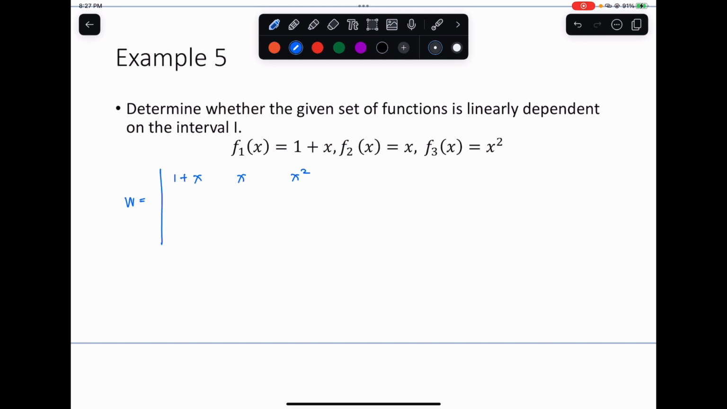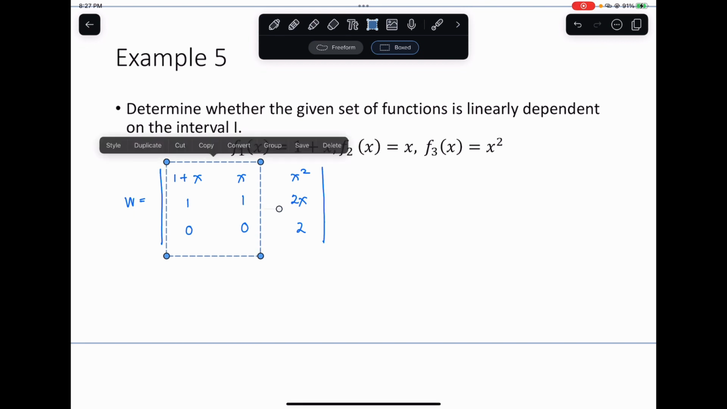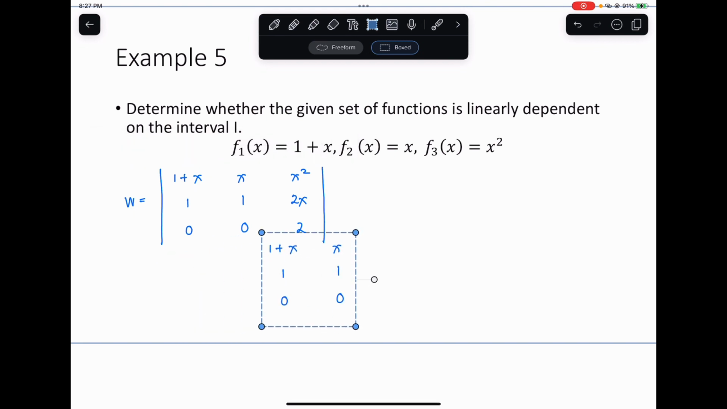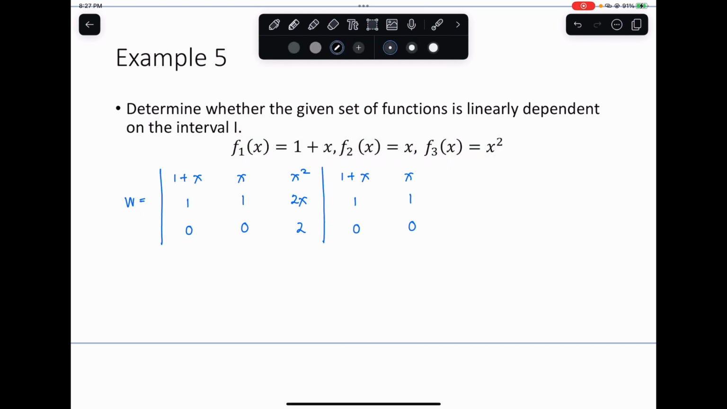For 1 plus x, the first derivative would be 1, and then the second derivative is 0. For x, the derivative is 1, and this is 0. For x squared, it is 2x, and then 2. And then we copy the first two columns. And then downward, downward, downward, minus the upward, upward, upward.